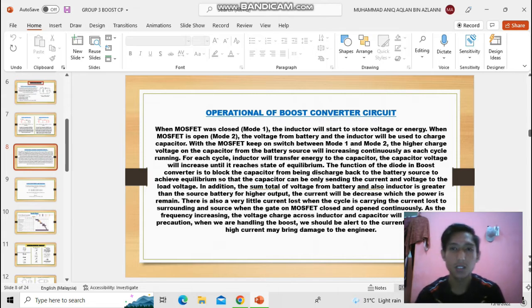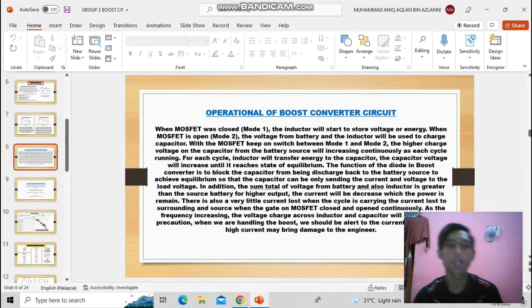The capacitor voltage will increase until it reaches a state of equilibrium. The function of the diode in the boost converter is to block the capacitor from being discharged back to the battery source to achieve equilibrium, so that the capacitor can only send the current and voltage to the load.